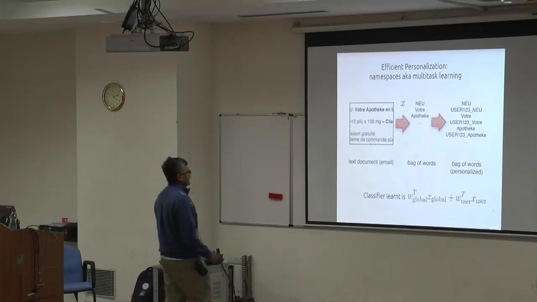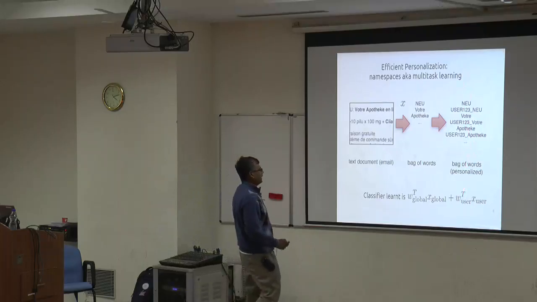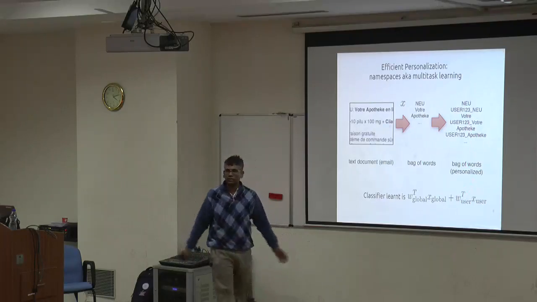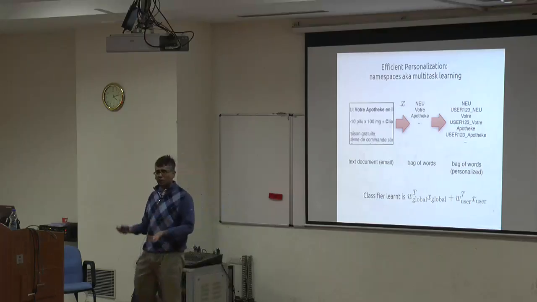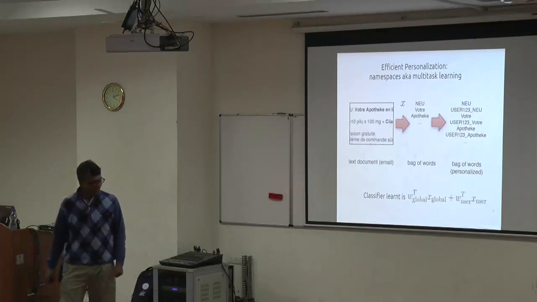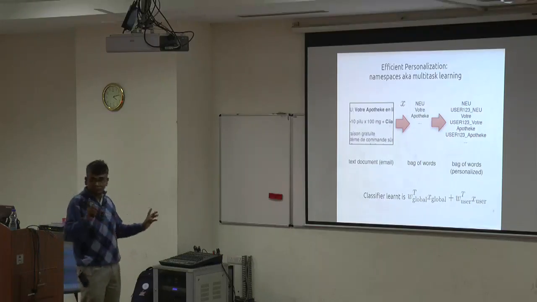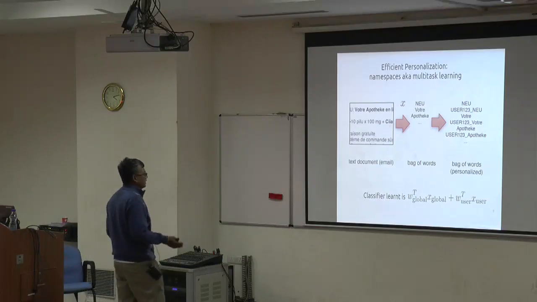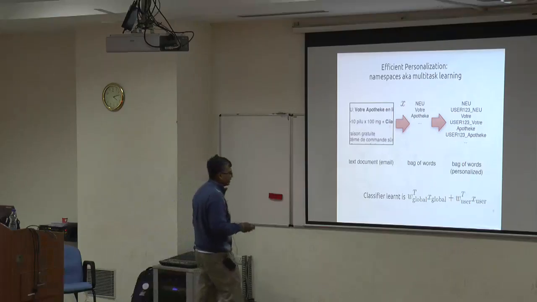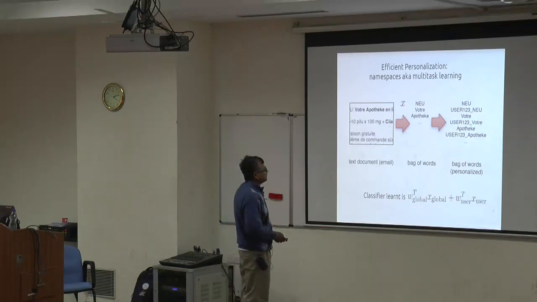But the problem that remains is that the size of this vector space is huge, right? The dimension is the number of users times the vocabulary. What have I done? I cannot afford to keep this entire thing, although it's very sparse. But how am I going to do things over this huge dimensional vector space? So we'll get to that.